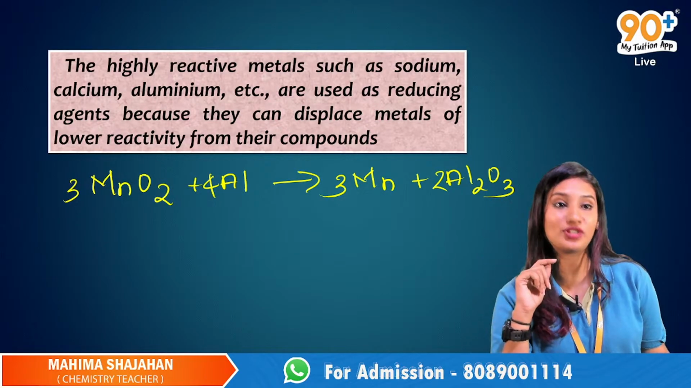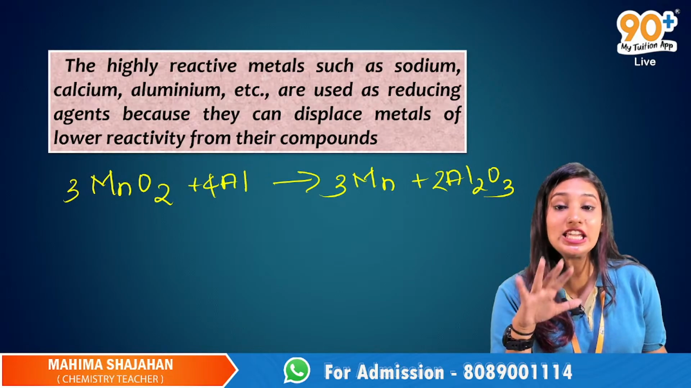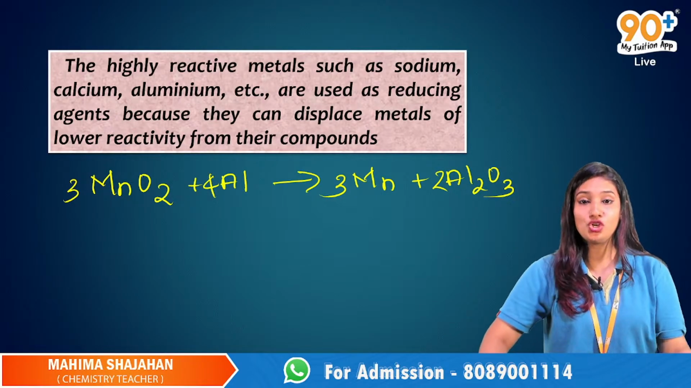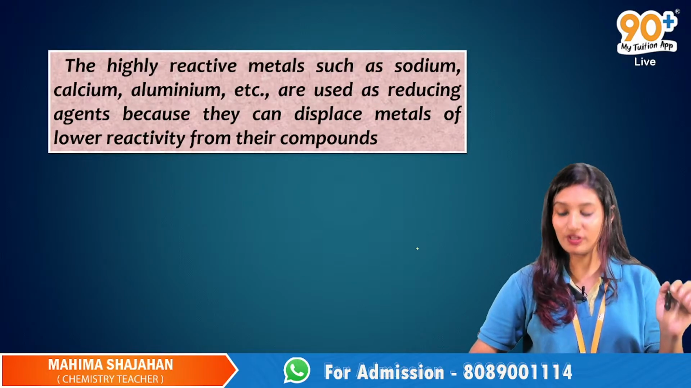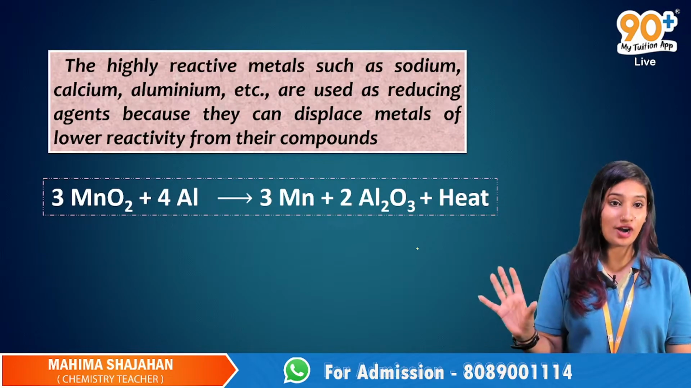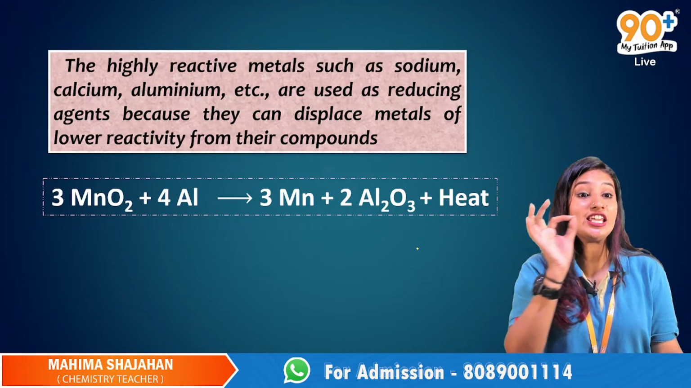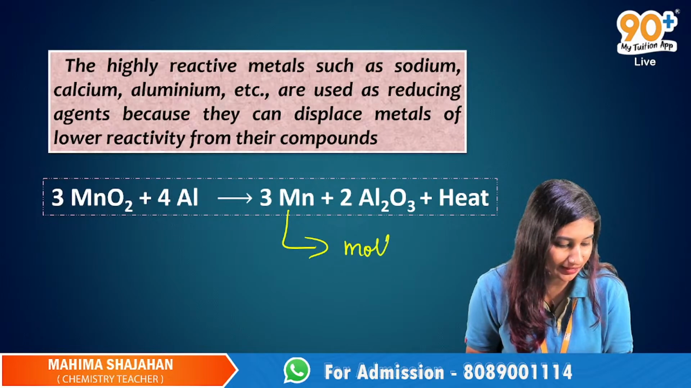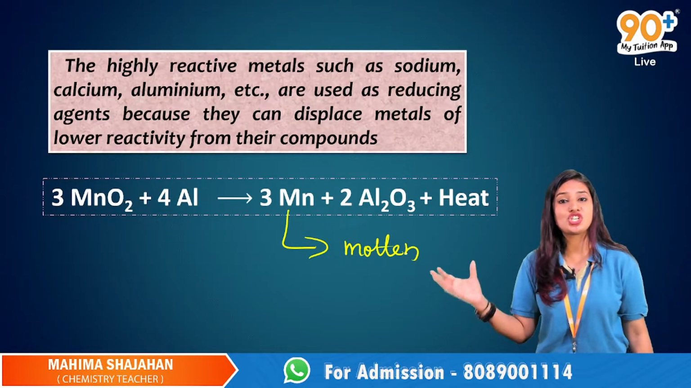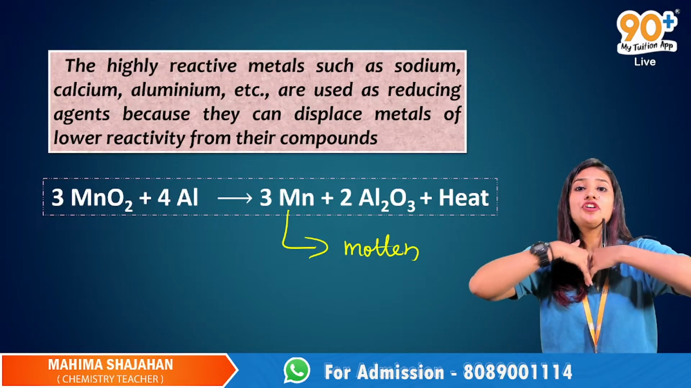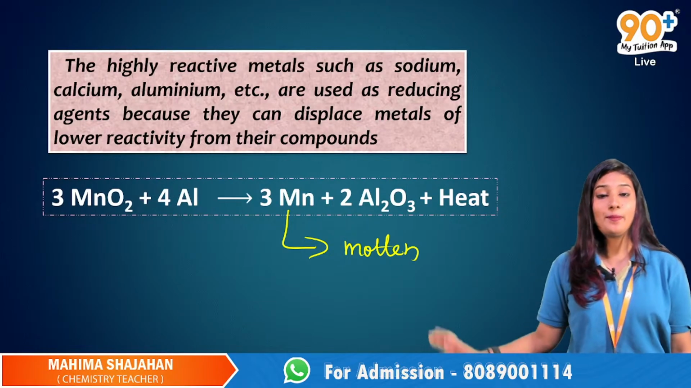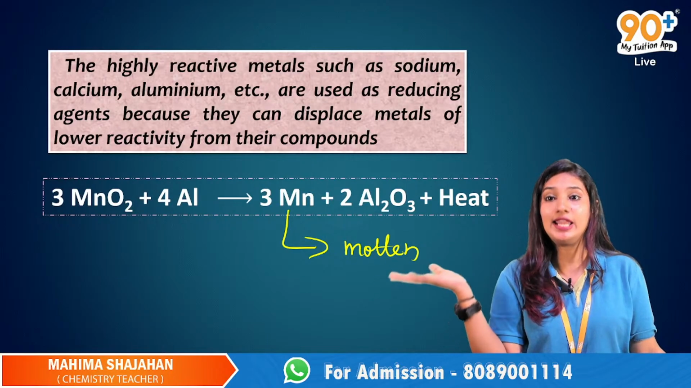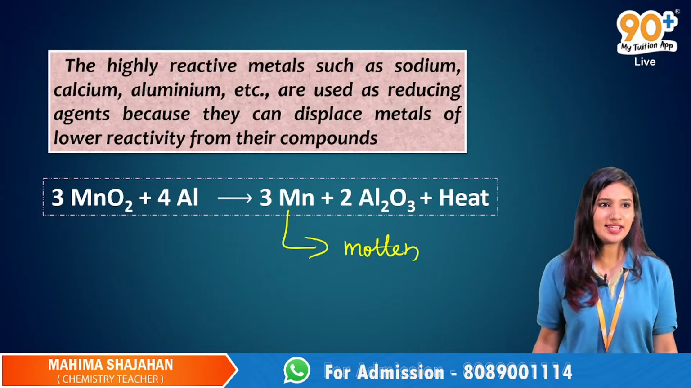these displacement reactions using highly reactive metals are highly exothermic reactions. A huge amount of heat is released during this process. It is so hot that the metal obtained here is in its molten state. This reaction is highly exothermic. Exothermic means a lot of heat is released during this process. So because of the heat released, the metal obtained here is in its molten state, in liquid form. Okay, is it clear?